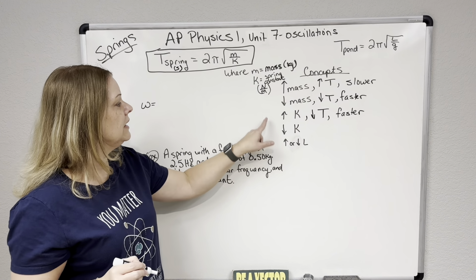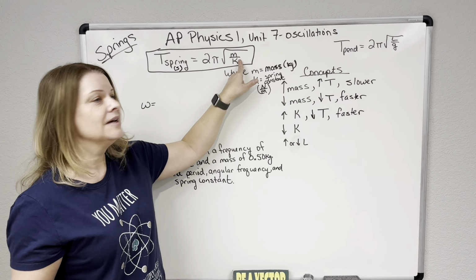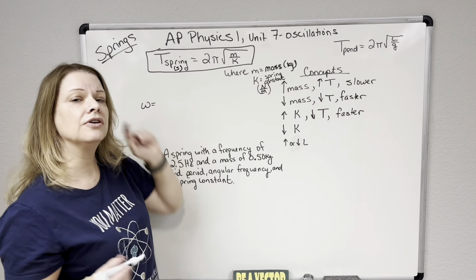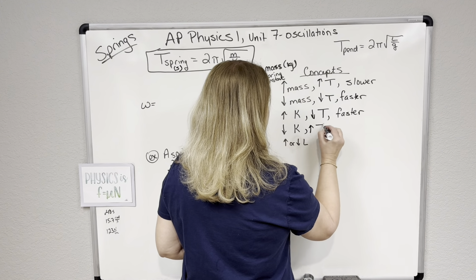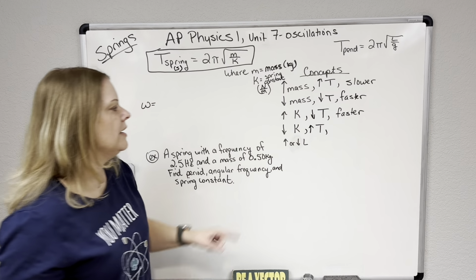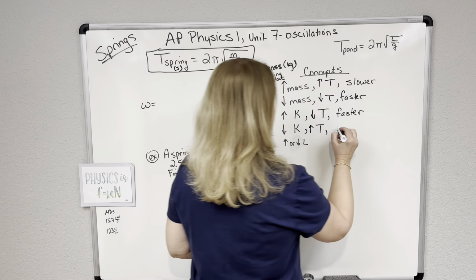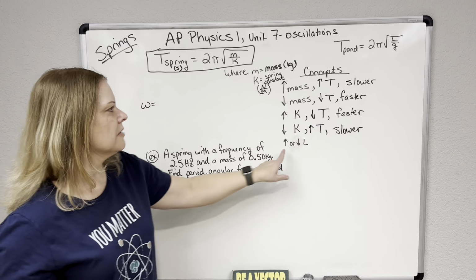Now, when I decrease k, that's in the denominator still. When I decrease k, that's going to cause my period to increase because they're inversely proportional. All right, well, when it increases, that means more time for one cycle, and that means this thing is going slower. These are good things to know. Now, let's talk about length.